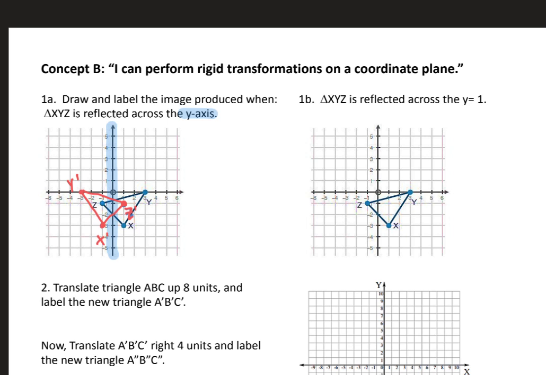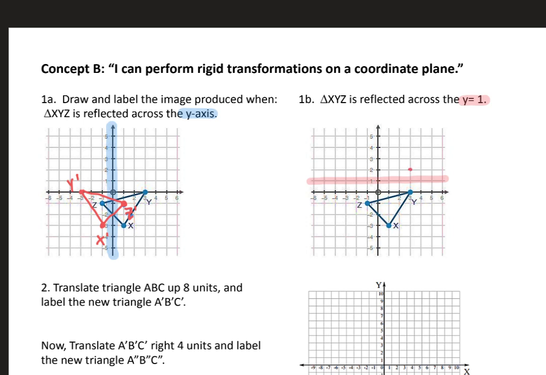All right, 1B says XYZ is reflected across the line y equals 1. So the line y equals 1 is going to be a horizontal line. Remember, that's y equals 1 because every y value on that line is equal to 1. So to reflect it, we're going to do the same thing that we just did. We're going to count how far away each point is from the line.